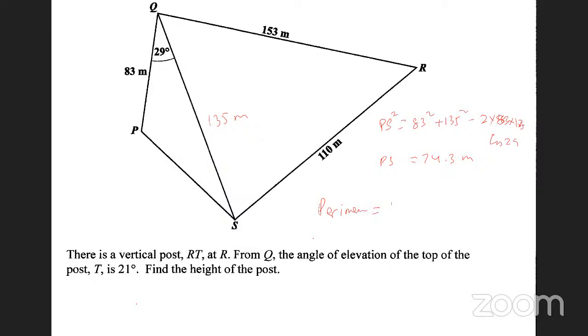The perimeter is 153 plus 110 plus 83 plus 74.3. Right, so that's equal to 420.3. So you might, I guess, get something close to that, right? Anybody remember that value? If I get something like that?